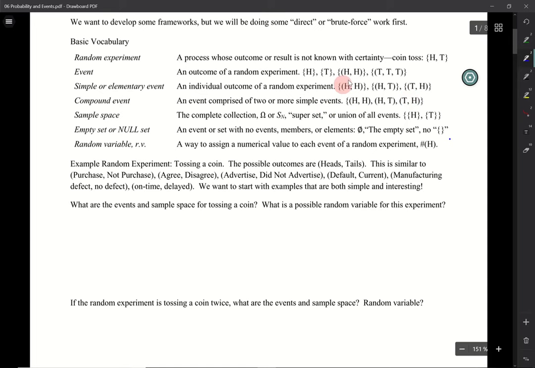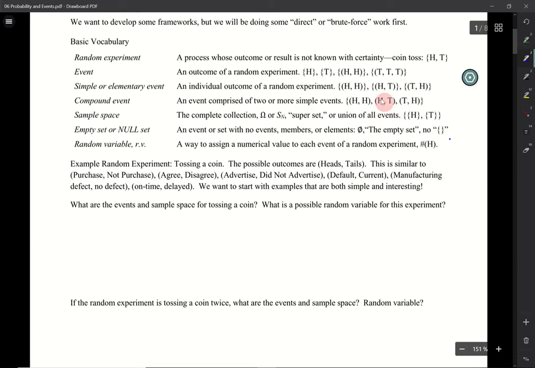So here, this is one event. The braces say that's another event. Here's another event. So there are three events here. Here there's just one compound event. And you might say the number of heads greater than one, right?